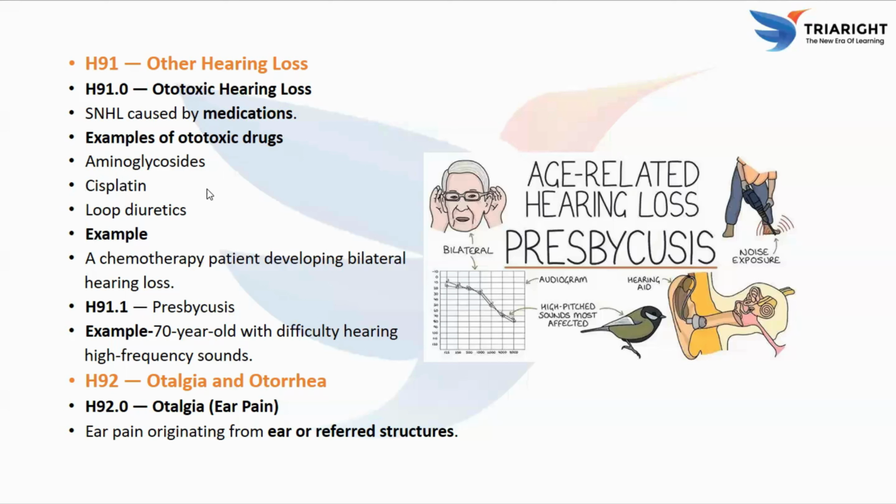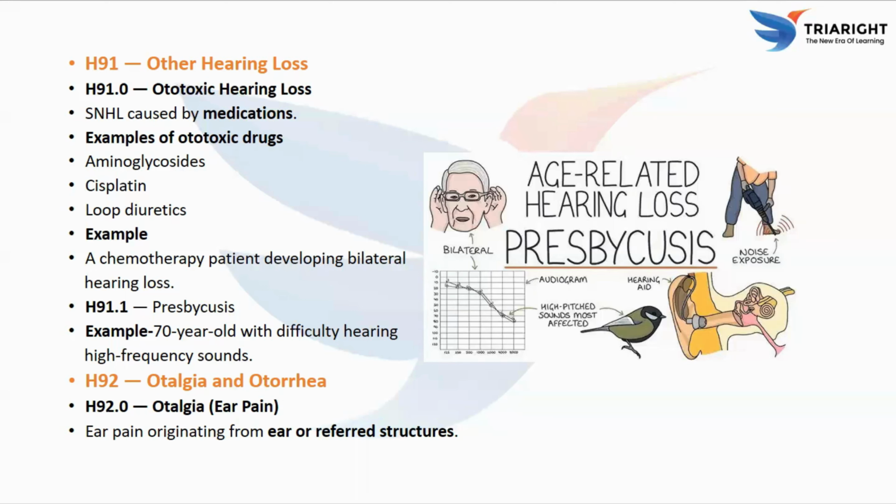Aminoglycosides like gentamicin and amikacin, which cause cochlear toxicity or vestibular toxicity. Next is cisplatin. Cisplatin is a chemotherapy drug, and it causes bilateral high frequency SNHL. The third drug is loop diuretics, which may be furosemide and bumetanide. These are reversible or irreversible depending upon the dose and kidney function.